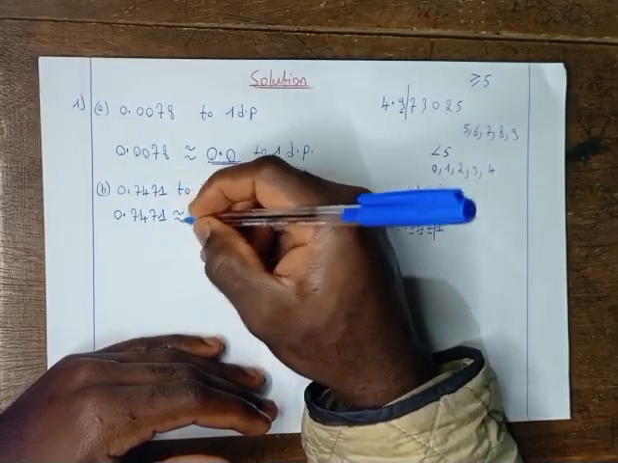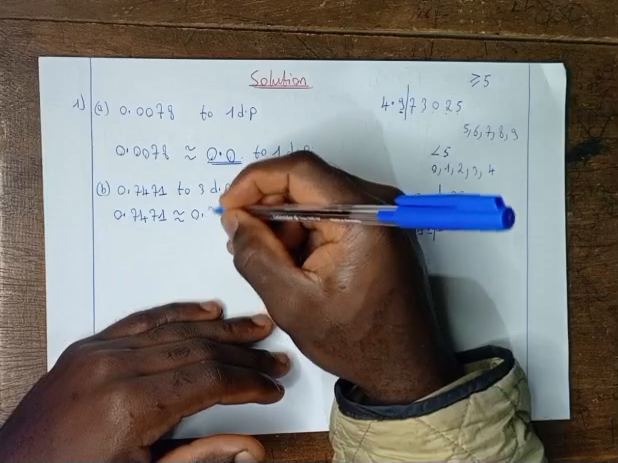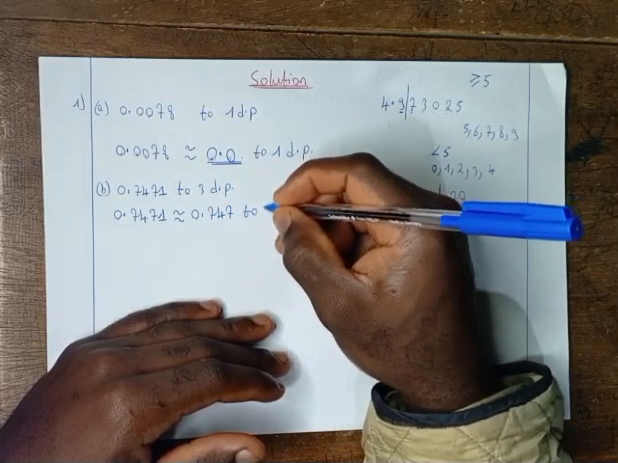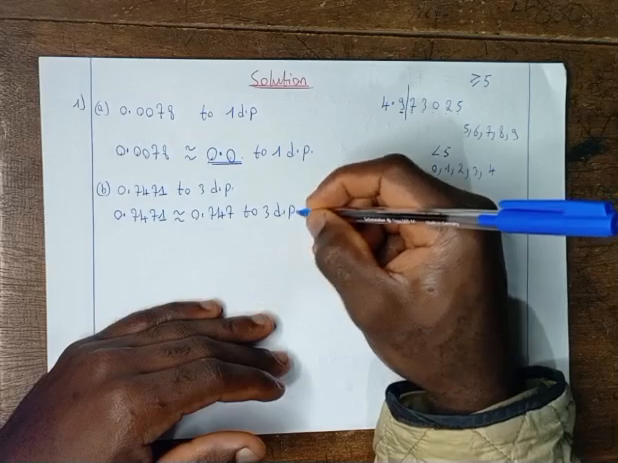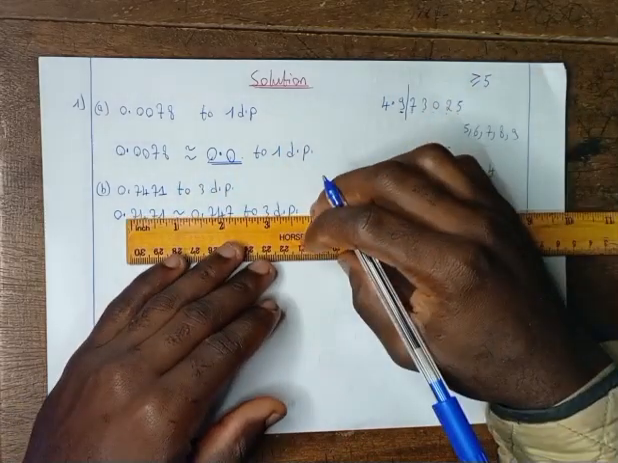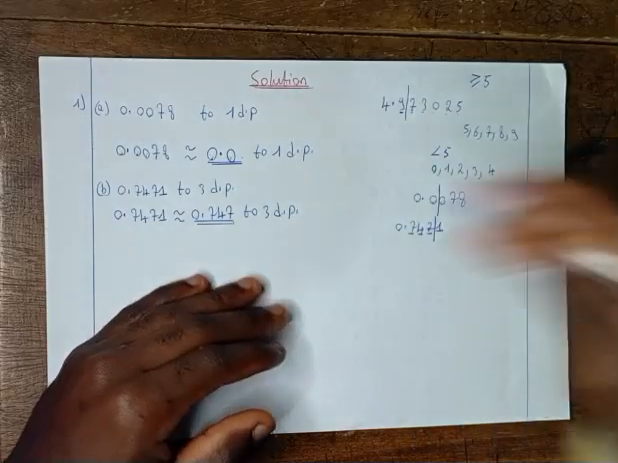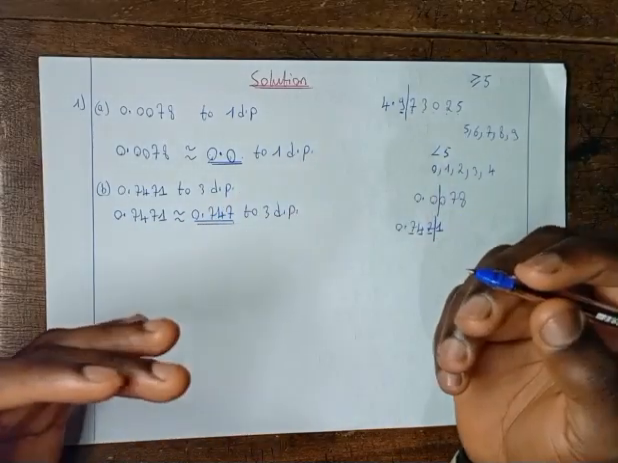0.7471 is approximately 0.747 to 3 decimal places. This is the result. You can see it has 1, 2, 3 decimal places.